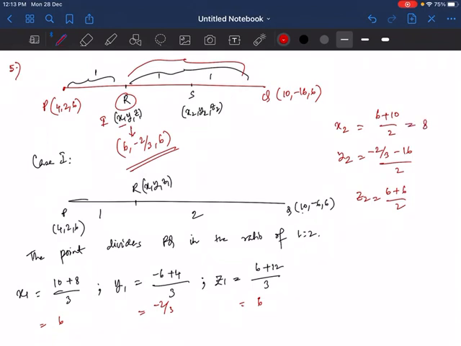So this coordinate will be 8. This thing will come out to be 48 by 3, minus 50 by 3, so it is minus 25 by 3. And the last one is coming out to be 6. So the coordinate of point S, we get it as (8, minus 25 by 3, 6). So this is how we complete coordinate 3D geometry.